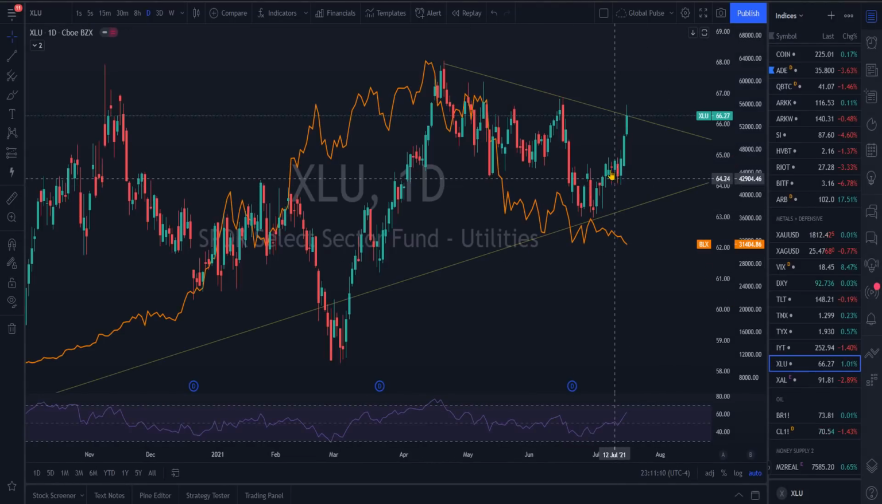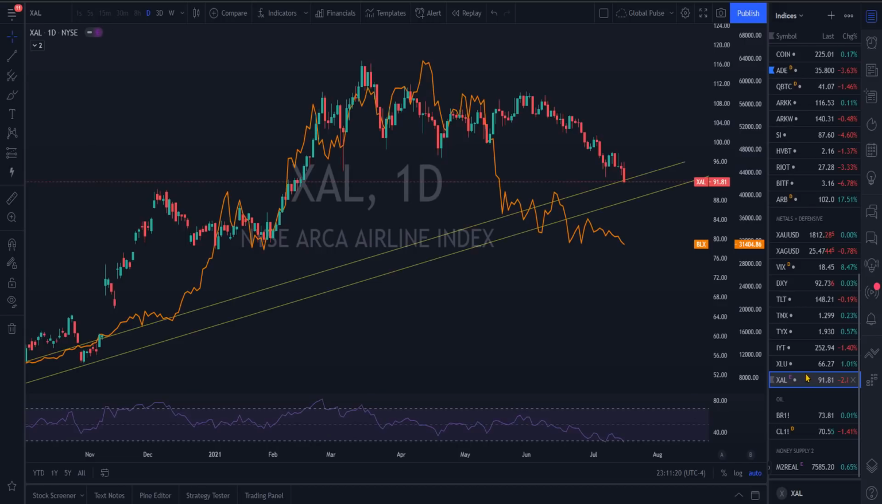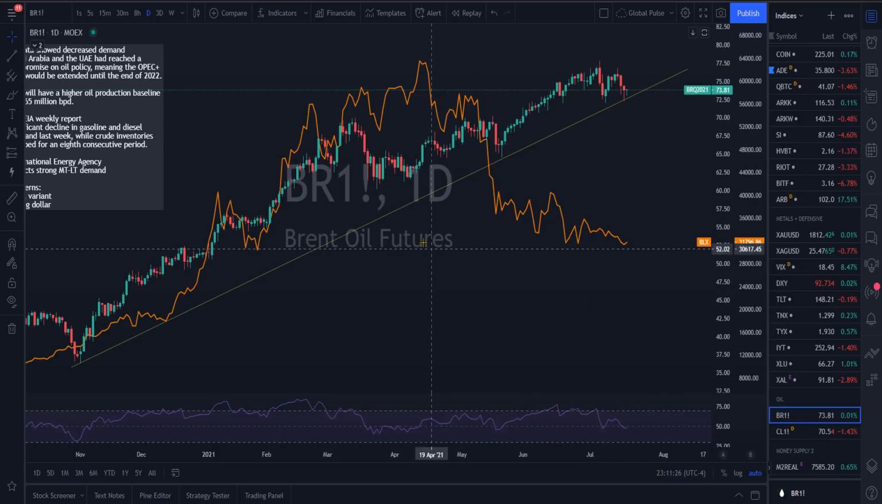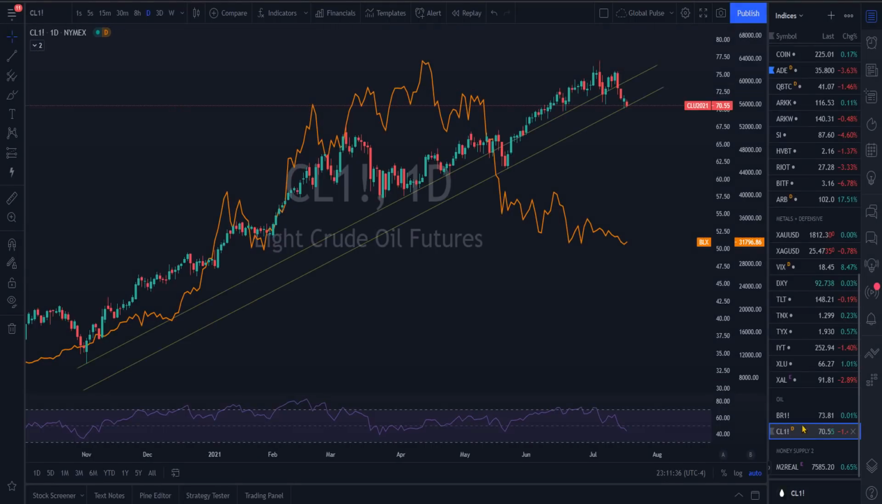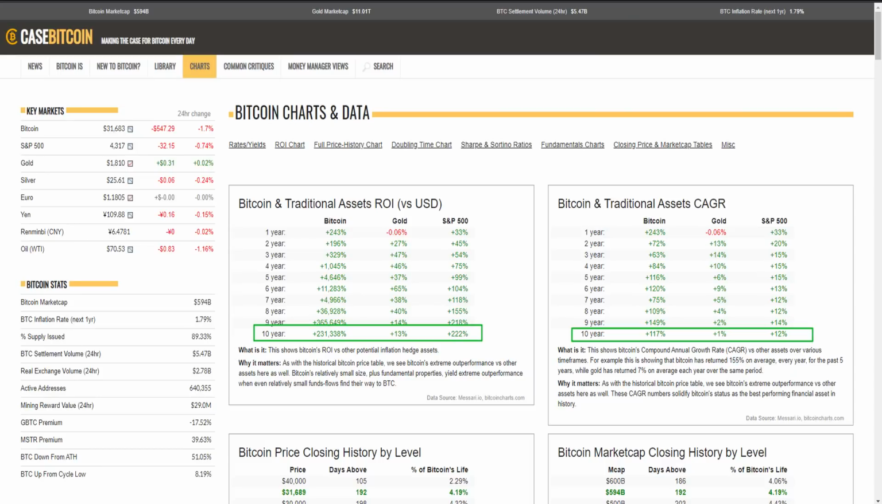Let's have a look at utilities. Utilities, typically a defensive sector, has reached up and been rejected by this resistance. Let's have a quick look at the airlines. Airlines coming down, finding support. Check out oil. Oil is starting to consolidate around that support line, which is exactly what we would expect it to do. Let's have a look at light crude. Again, same, different channel of support, but it's being held.